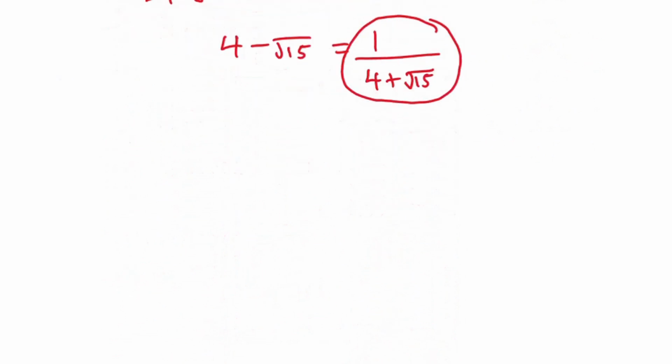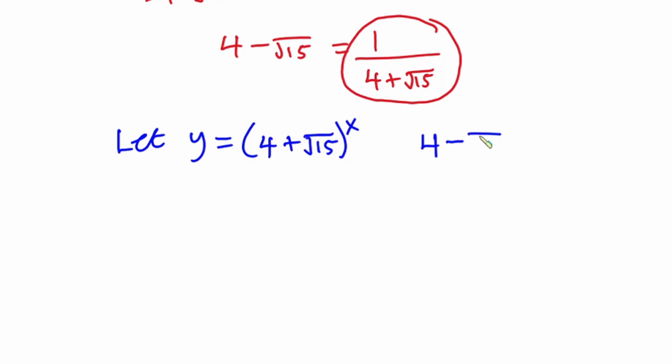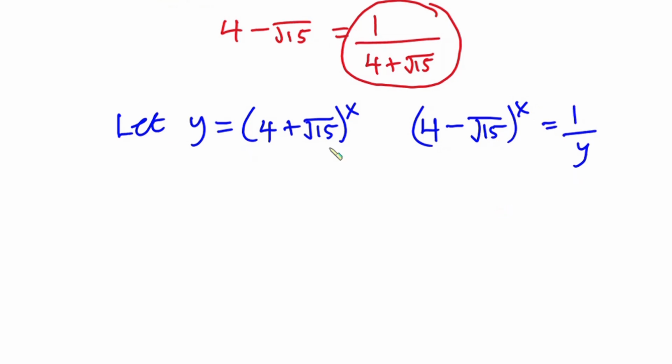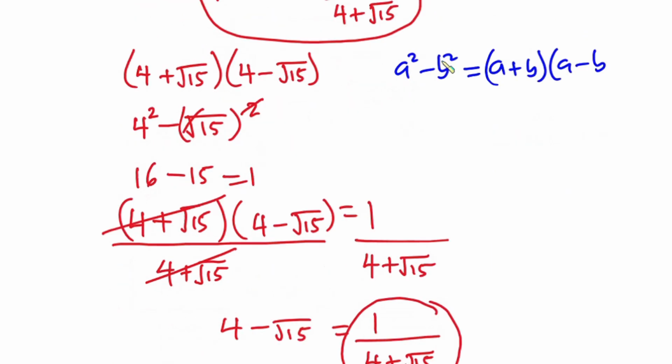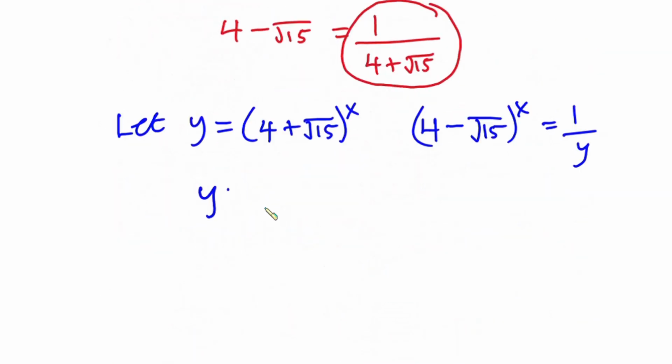Alright, so if I let y equal (4 + √15)^x, then this implies that (4 − √15)^x is equal to 1/y. Now plugging the value of this and then this one into the main equation, we can say that y + 1/y is equal to 62.